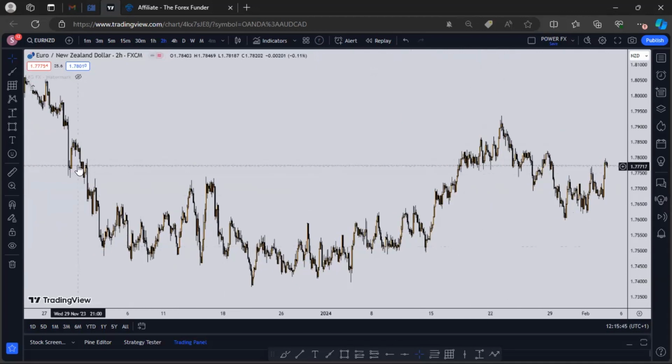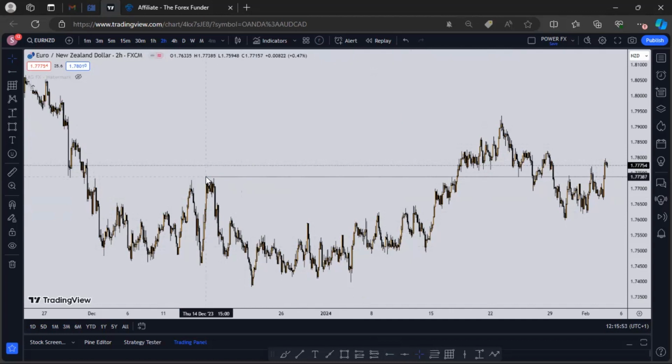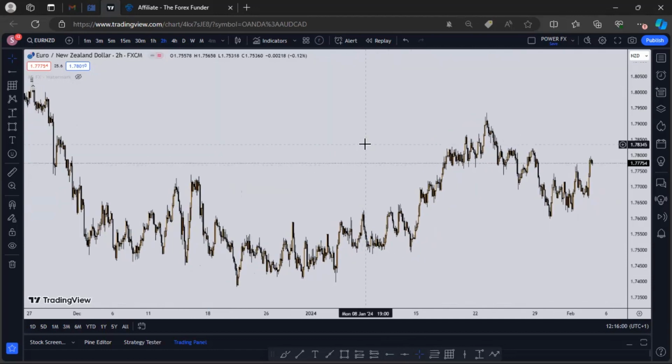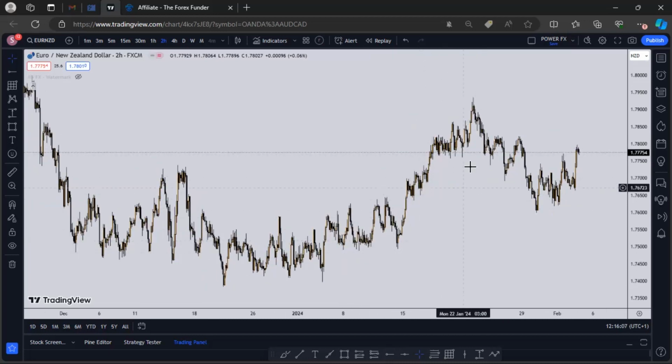Price has been ranging all the way to the downside, making a series of lower lows and lower highs. So price came all the way to this resistance or supply zone, broke the resistance, and then you know that the market is wanting to go all the way to the upside. So price started making a series of highs.